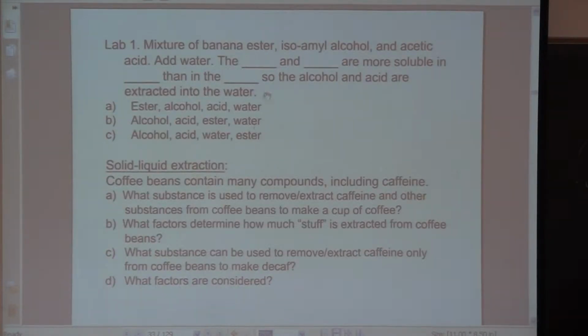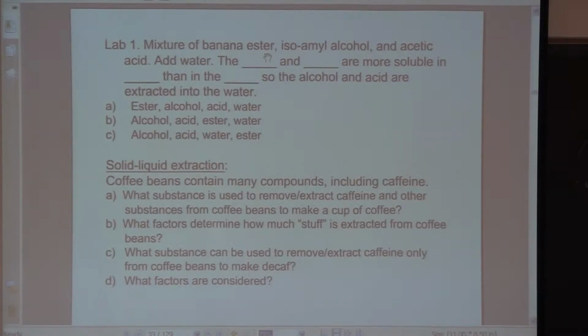And then in lab 1, you did another liquid-liquid extraction. So you took a mixture, actually this is for the 2 o'clock lab, of the banana ester, the isoamyl alcohol, and the acetic acid. You added water to that mixture. The blank and the blank are more soluble than the blank and the blank, so the alcohol and acid are extracted into the water. So what goes in those blanks?